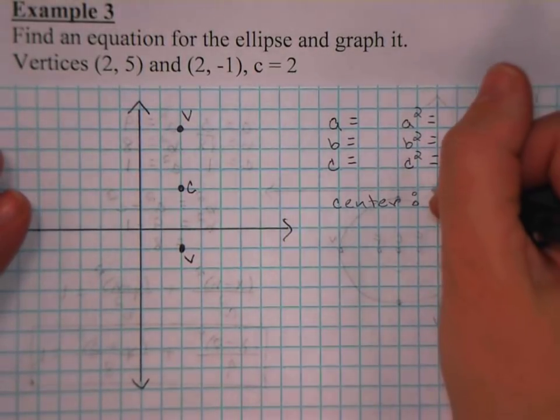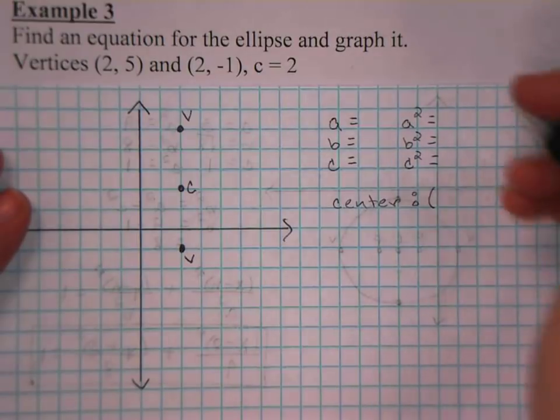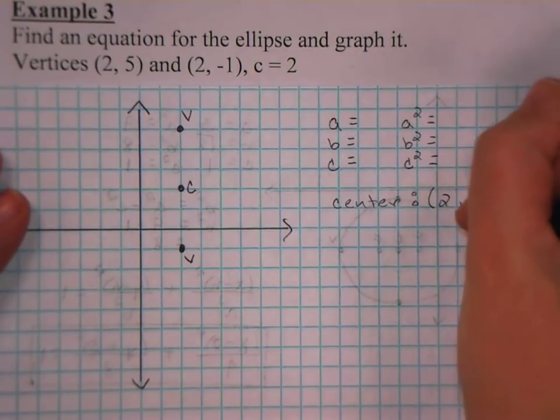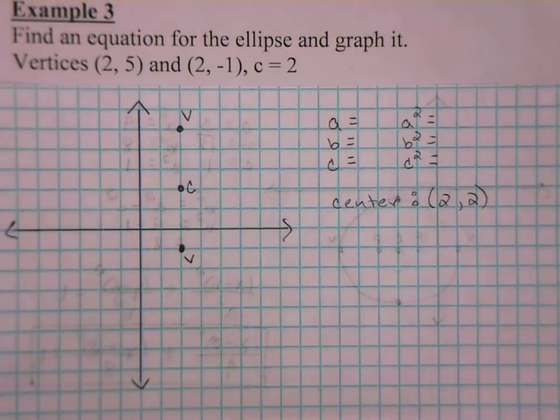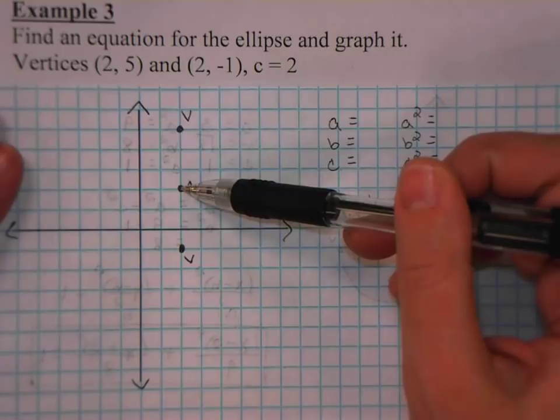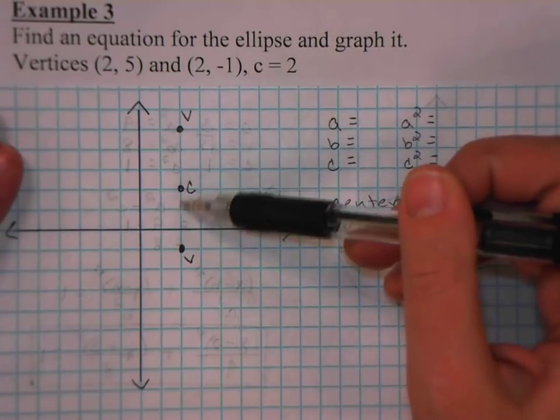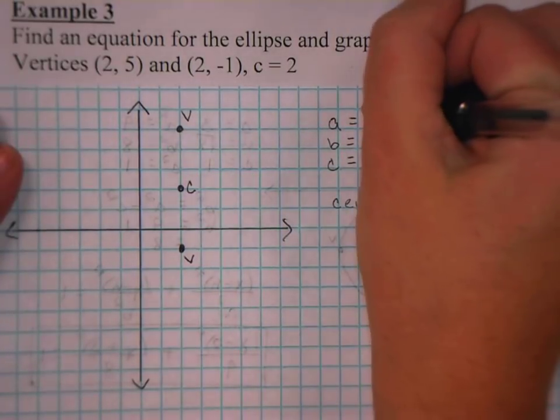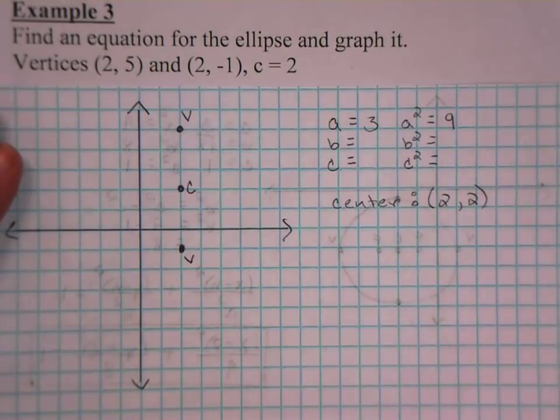I'm going to go ahead and list it as I find it. Looks like that's at (2, 2). And then even just based on the counting I did, I can write down what a is. If a is the distance from a center to a vertex, and I count those spaces, 1, 2, 3 down, a must be 3 and a squared is 9.